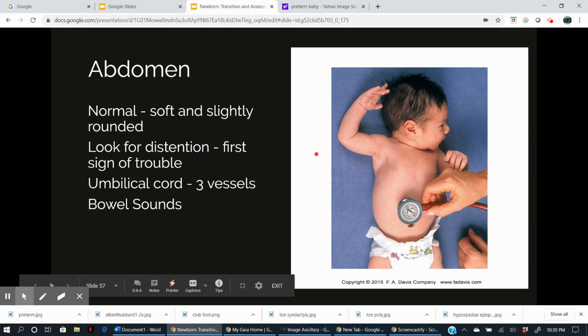Abdomen. Normal abdomen, soft and slightly rounded, just like this baby here. Look for distension because that's the first sign of trouble, and it usually accumulates over time. And I'll show you a picture of a distended abdomen in a little bit.